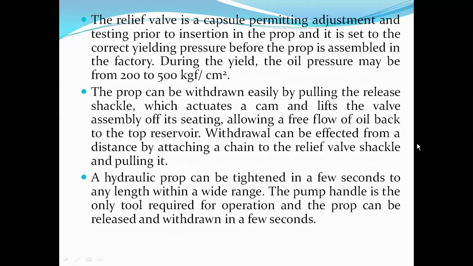Withdrawal can be effected from a distance by attaching a chain to the relief valve shackle and pulling it. Whenever the works are over, we can withdraw the hydraulic props very easily by operating the shackle or the connecting lever, to which a chain is attached. If you pull the chain, it will gradually activate the lever, and whatever hydraulic fluid is present in the outer cylinder or outer tube will go into the reservoir of the inner tube, so that it will go down.